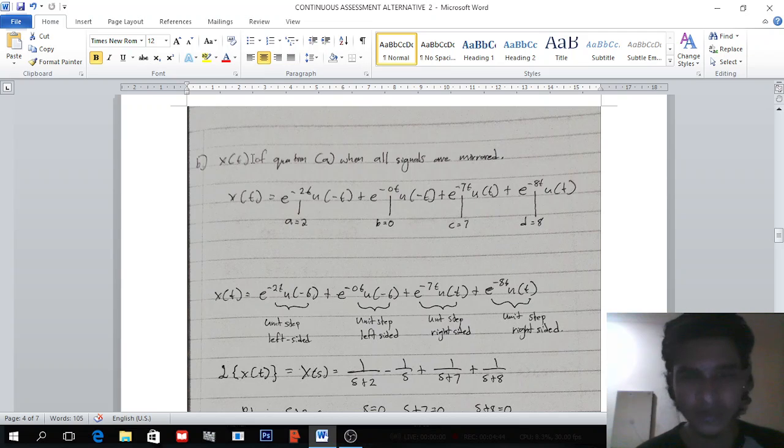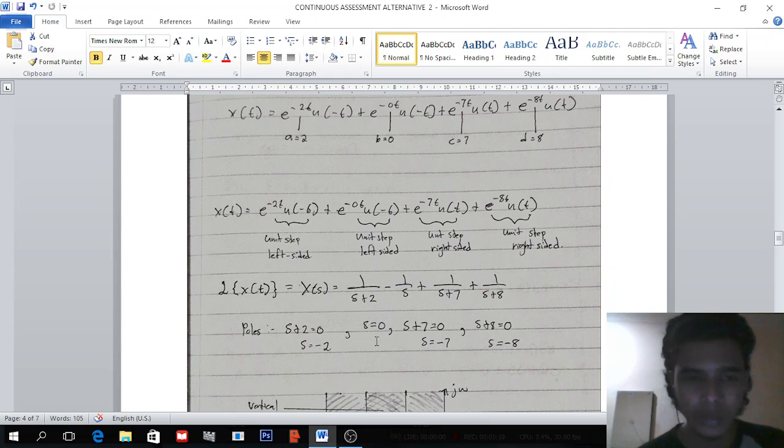Question B: x(t) of question A when all signals are mirrored. So we need to mirror the equation from A. It is x(t) = e^(-2t)u(-t) + e^(-0t)u(-t) + e^(-7t)u(t) + e^(-8t)u(t). As for negative, it would be left-sided, and here it would be right-sided. Here, unit step left-sided, right-sided, right-sided.